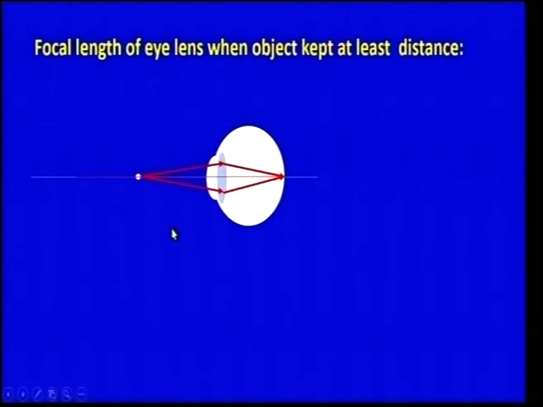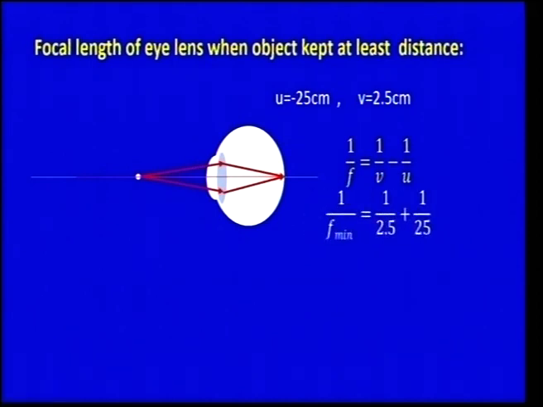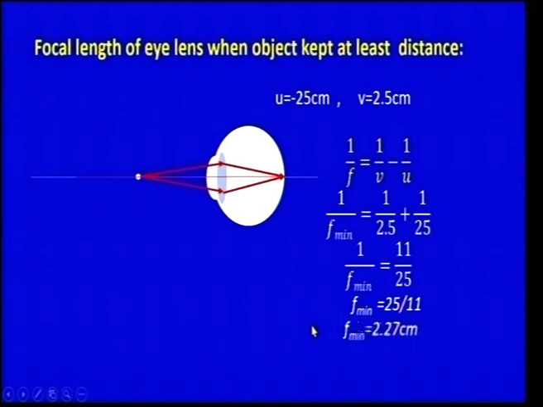In this situation, the object distance is 25 centimeters, because it is a standard value taken for a healthy human eye. That is, u equals 25 centimeters and image distance v equals 2.5 centimeters. Substitute in the lens formula: 1 by f minimum equals 1 by 2.5 plus 1 by 25. Calculating, 1 by f minimum equals 11 by 25, then f minimum equals 25 by 11, so the answer is 2.27 centimeters.